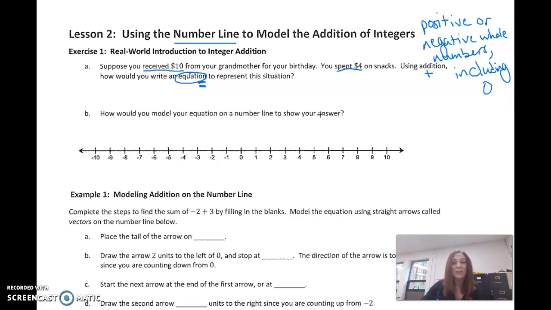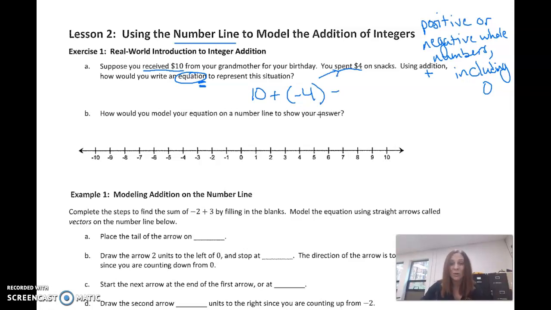So we received $10, from previous lessons and what we've learned in the past, that's a positive 10. Then we spent 4. Now I could say minus 4 here, except we need to use addition. So I'm not going to say minus 4, I'm going to say plus a negative 4. And that negative 4 represents spending money, getting rid of it basically.